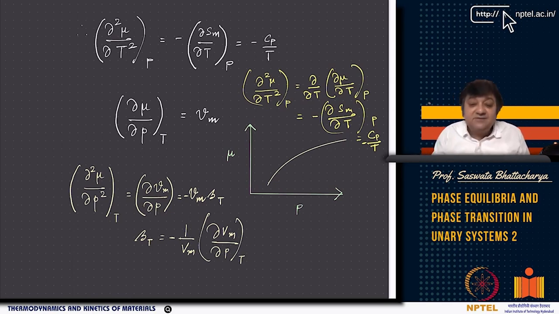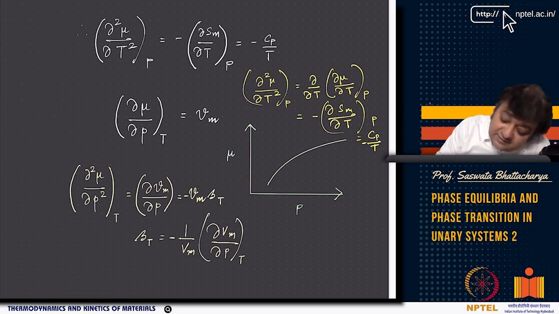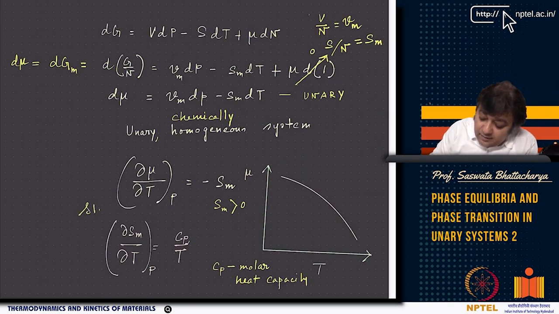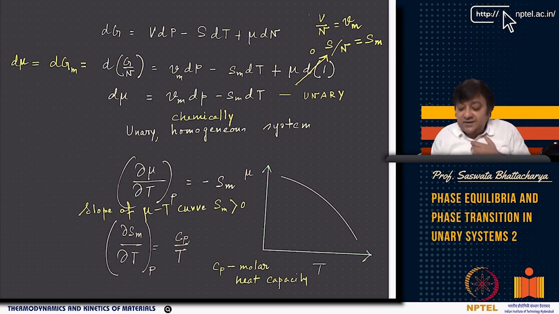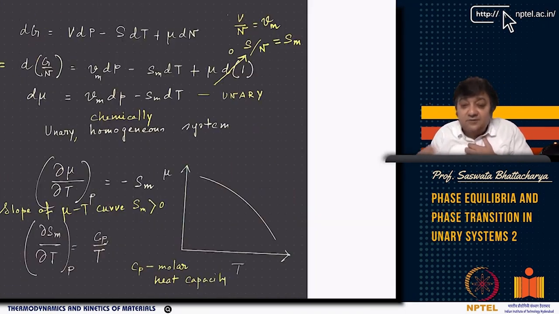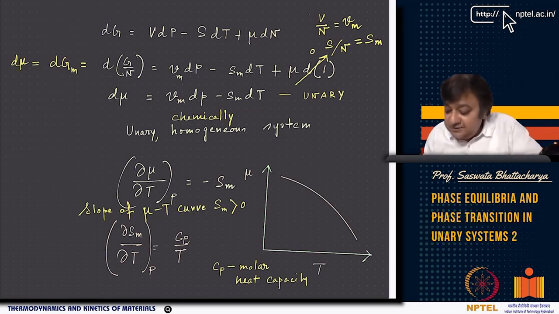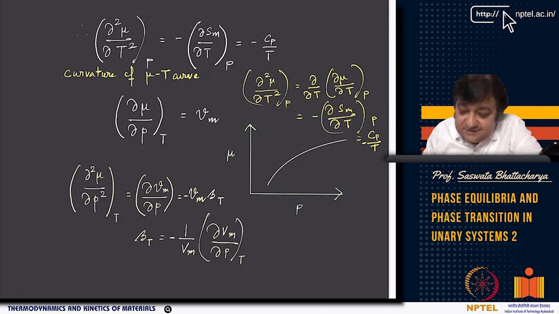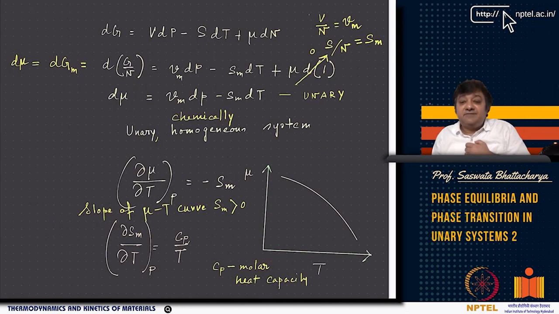So ∂²μ/∂T² basically gives what? It gives me the curvature of the μ-T curve, right? And this gives me the slope of μ-T, which is always negative because Sm is greater than 0. Curvature means we are looking at how the shape will look. Is it a positive curve? It's a negative curvature, right? In general, Cp is positive, temperature is positive. So minus Cp by T means it has a negative curvature.